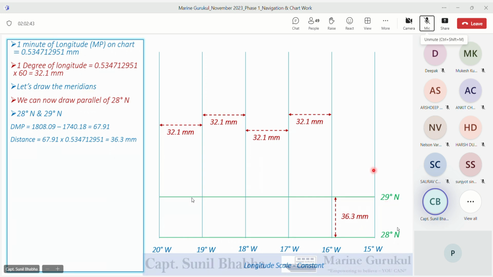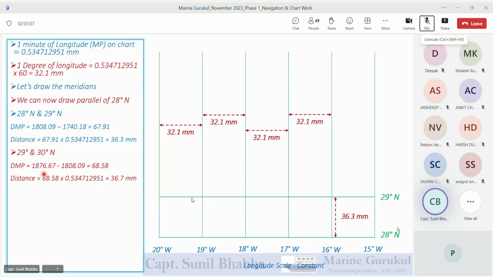Now following the same procedure between 29 and 30. Now be careful here. The gap between all the meridians remained the same throughout the chart, but the gap between the parallels of latitude will not remain same. So we will have to calculate the gap between two parallels for every latitude. So let's try to find it out for 29 and 30.